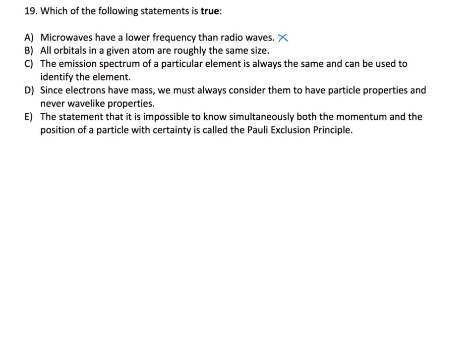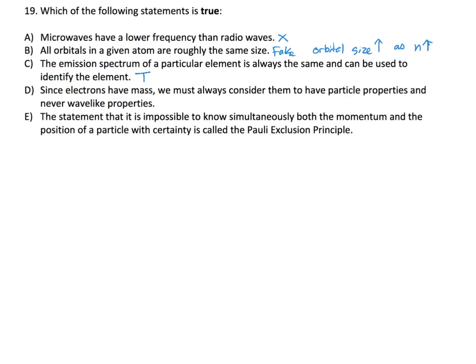B, all orbitals in a given atom are roughly the same size. That is not true. That's false as well. We know that the orbital size increases as n increases. So orbitals in shell 3 will be much bigger than orbitals in shell 1, for example. C, the emission spectrum of a particular element is always the same and can be used to identify the element. That is actually true. So we kind of stop there, but we can evaluate the next two statements as well.